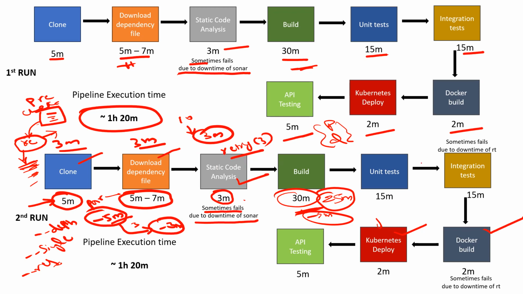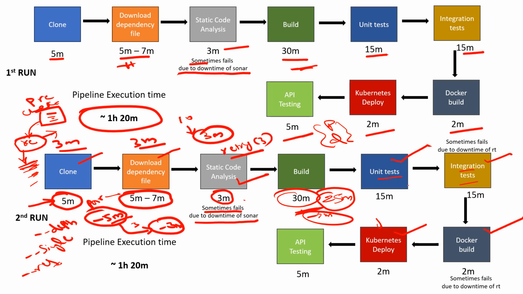And the next thing, again, I can see that unit tests and integration test cases are not dependent on each other at all, so they can run in parallel. They are independent stages. The build is obviously required before applying the unit test cases and integration test cases. That's the reason.